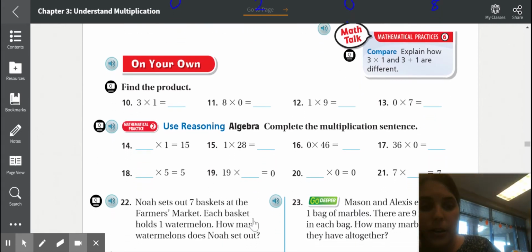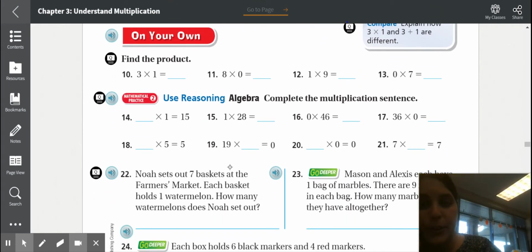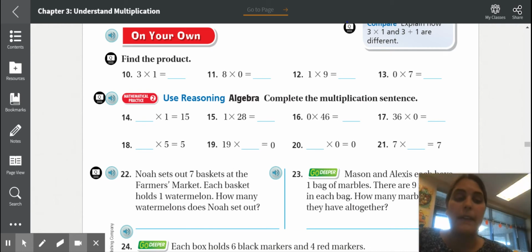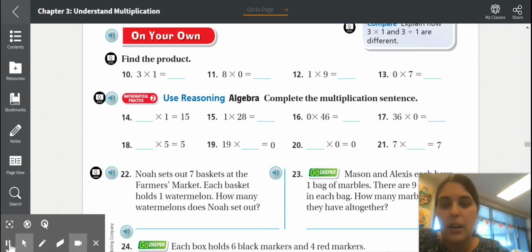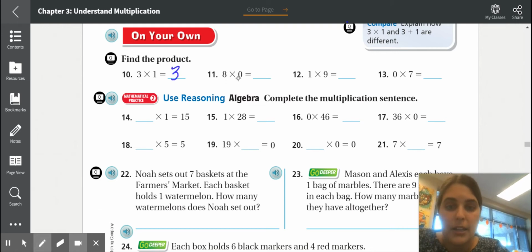On your own, I want you to do numbers 10, 11, 12, 13. So press pause in your video, and then when you're ready, press play and correct your work. Okay, here, let's correct. We should have gotten 3 times 1 equals 3. 8 times 0 equals 0. 1 times 9 equals 9. 0 times 7 equals 0.